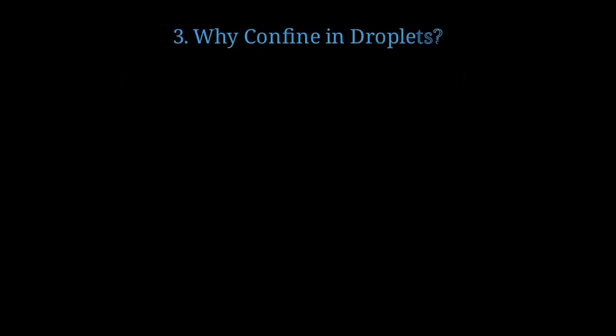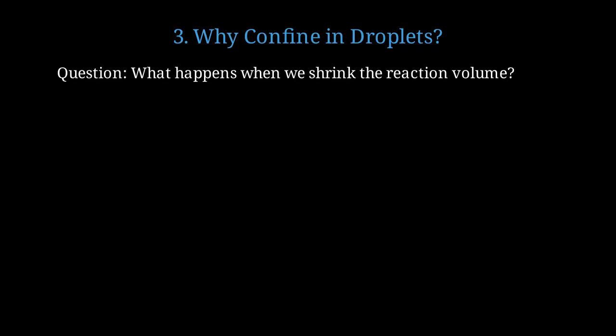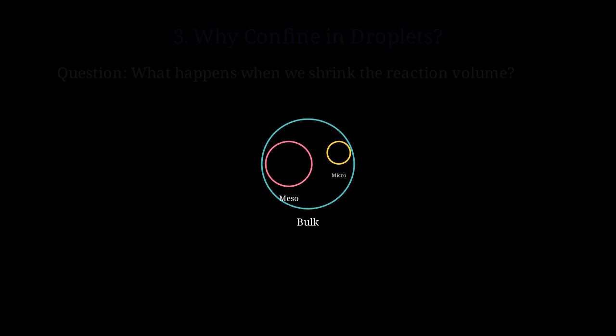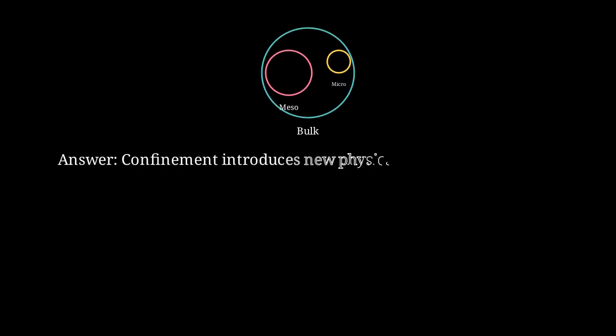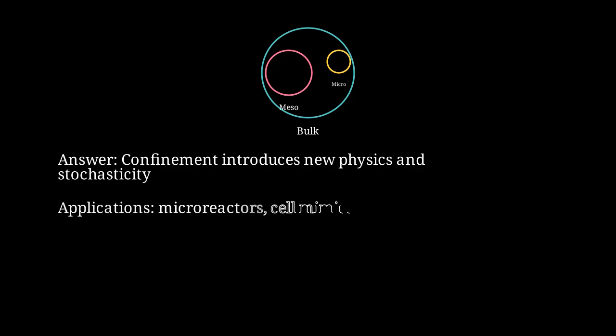Now, why would we want to confine this reaction in tiny droplets? Here's a key question. What happens to an oscillating chemical reaction when we shrink the volume down to micrometers? As we move from bulk reactions to mesoscale and microscale, the physics changes dramatically. The answer is that confinement introduces new physics, including stochastic effects, molecule number fluctuations, and altered diffusion. This has applications in microreactors, creating cell-like compartments, and achieving precise spatiotemporal control of chemistry.